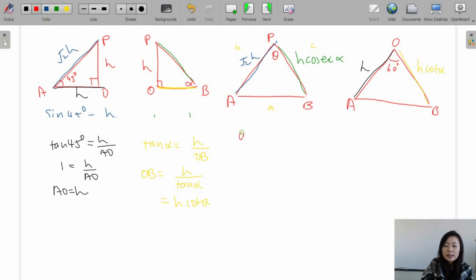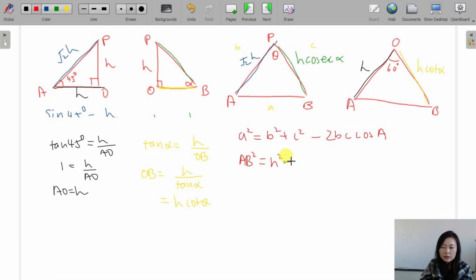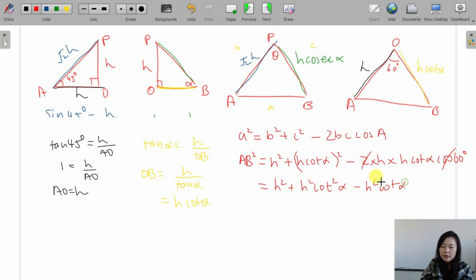Now our objective here is to use the cosine rule again and link everything together. All right, so AB squared is equal to H squared plus H cot alpha squared minus 2H cot alpha cos 60. So the 2 and cos 60 are going to cancel out, the 2 times a half. So you just have H squared cot alpha. All right, that's it.